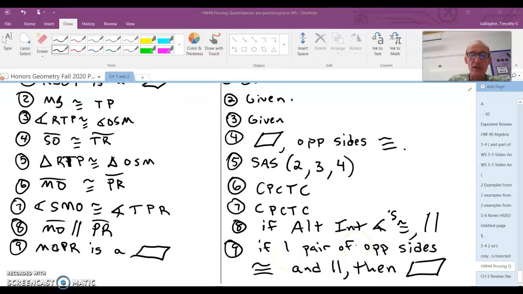So the last two steps are MO is parallel to PR, and that is if the alternate interior angles are congruent. And the last one is we have ourselves a parallelogram because one pair of opposite sides are congruent and parallel. Okay, that's it.